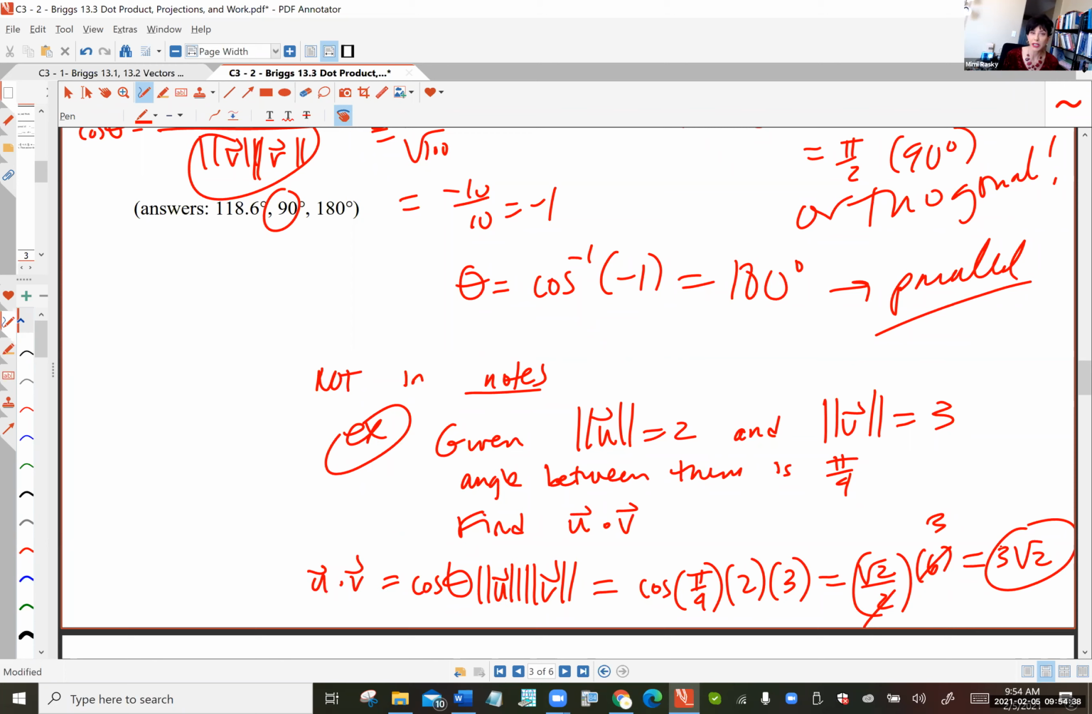Can a dot product be a yucky, weird number like 3 square root of 2? Sure, absolutely. Why not? As long as it's a real number, it's fine. In this class, anyway, we're not going to do any complex numbers in this class.